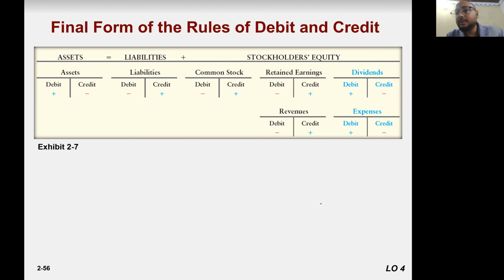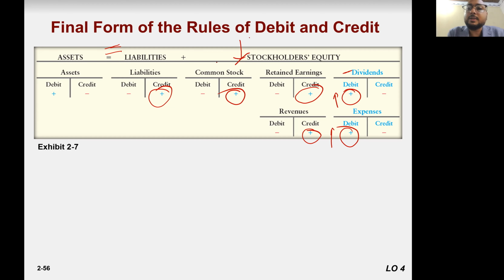On the other side, the right hand side of the equation, if liability increases, or common stock increases, or retained earnings increases, we write it down on the credit side. Similarly, revenue increase, we write it down on the credit side. Dividend and expense increase, we write it down on the debit side. The logic I already told you: an increase in dividend causes a decrease in stockholder equity, and an increase in expenses causes a decrease in stockholder equity. That's why if stockholder equity decreases, we write it down on the debit side.